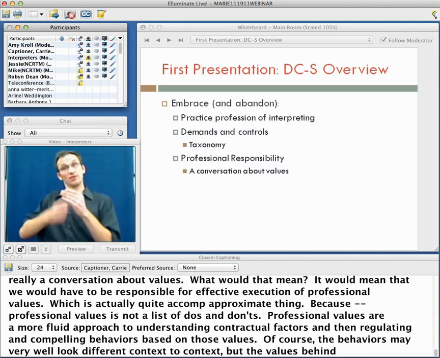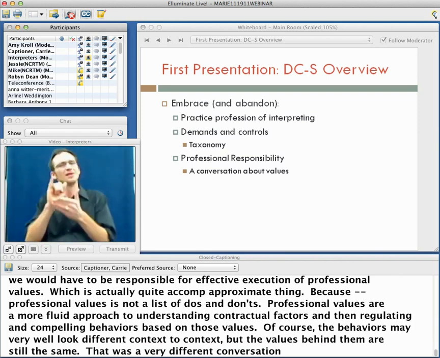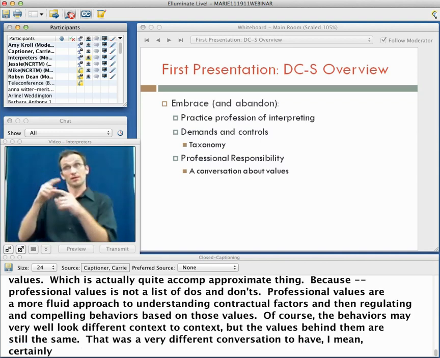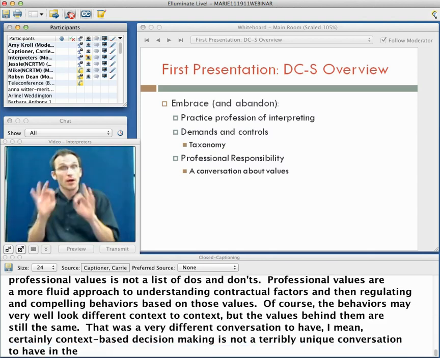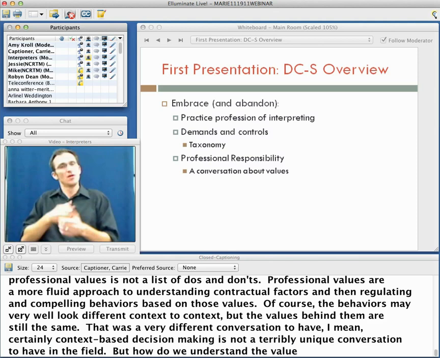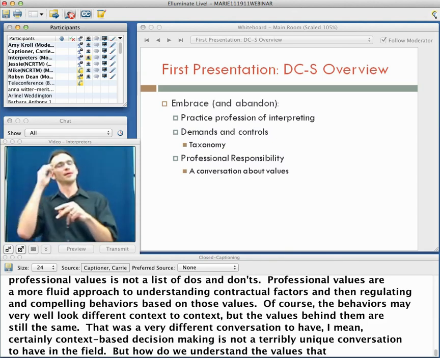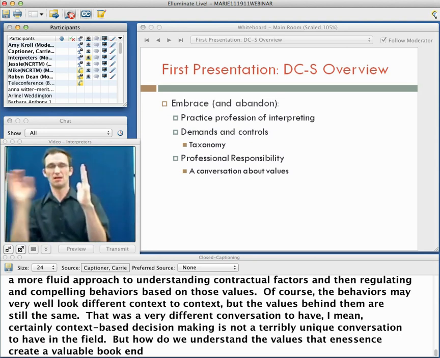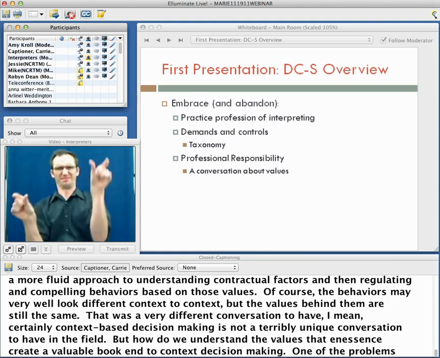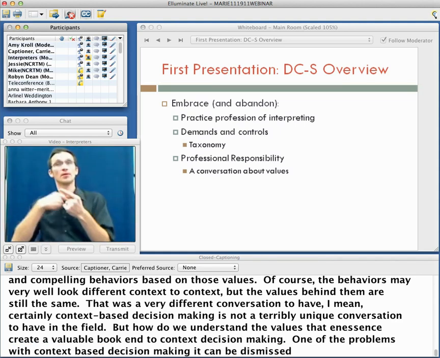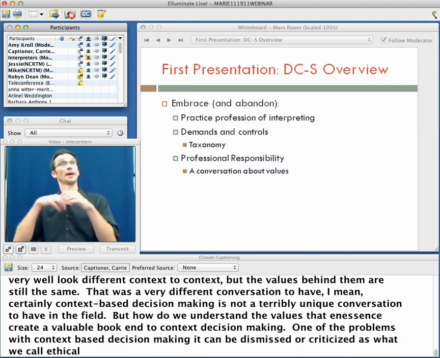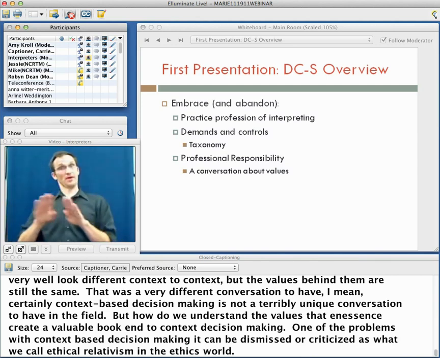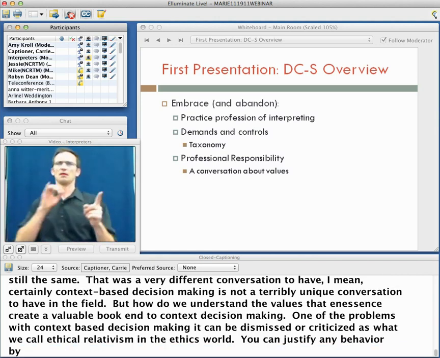And that was a very different conversation to have. I mean, certainly context-based decision-making is not a terribly unique conversation to have in the field, but how do we understand the values that, in essence, create an ethical bookend to context-based decision-making? One of the problems with context-based decision-making is that it can be dismissed or criticized as what we call ethical relativism in the ethics world. Ethical relativism, where in essence you can justify any behavior by pointing to something in the context. But we don't want to be accused of that in an ethical way.